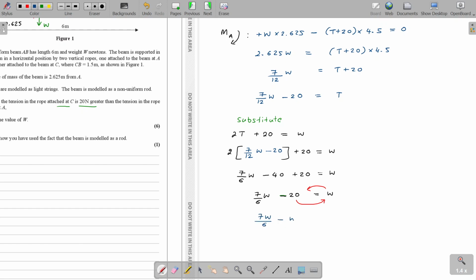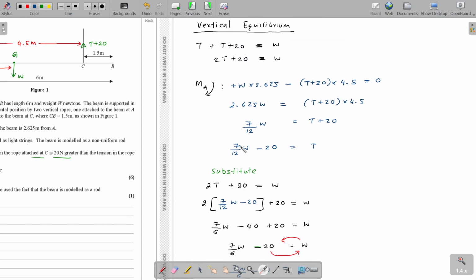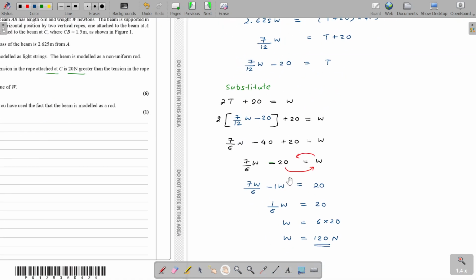7 over 6 W minus W equals 20. 7 over 6 minus 1 is how much? 1 over 6 W equals 20, which gives me W equals, take the 6 to the other side, 6 times 20 is 120 newtons. Can you see, do not take decimals at any point here, because if you use a decimal answer for 7 over 12, you will not be able to get this exact answer. So make sure you keep the fraction and be careful when you are solving the simultaneous equations. Is this clear? So W should be equal to 120 directly.